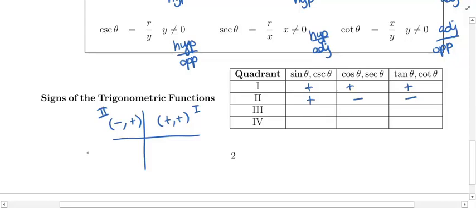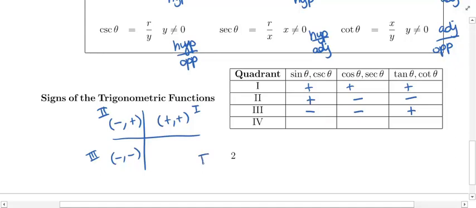Moving on to the third quadrant. Your x coordinates are negative, and your y coordinates are negative. Since sine is associated with the y value, sine is going to be negative, and cosecant will also be negative. Cosine is associated with the x value. Since it's negative in quadrant 3, cosine and secant will be negative. Again, tangent is sine divided by cosine, so it's negative divided by negative. So you will have a positive tangent and a positive cotangent in quadrant 3.